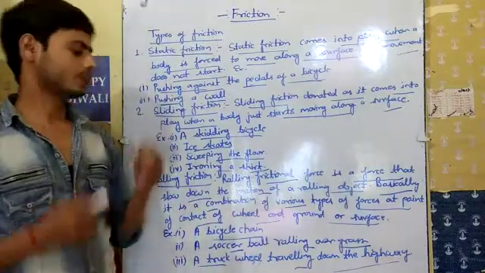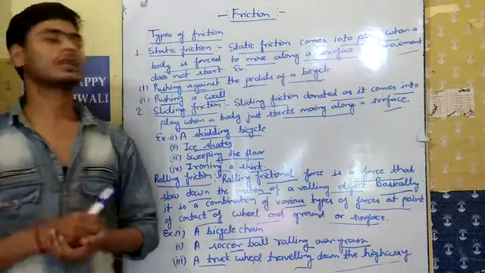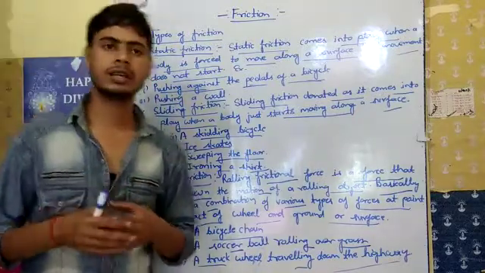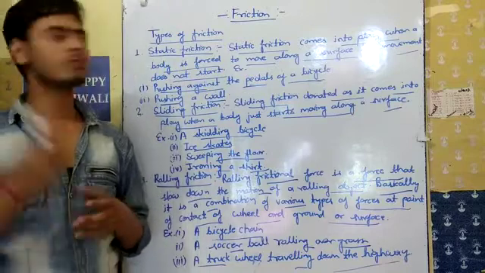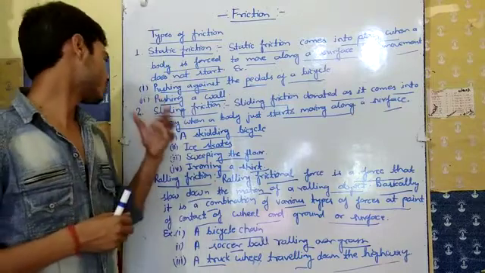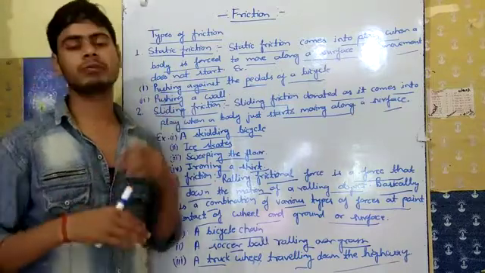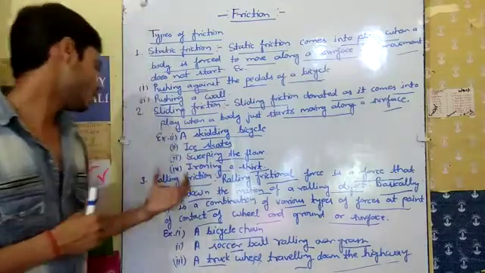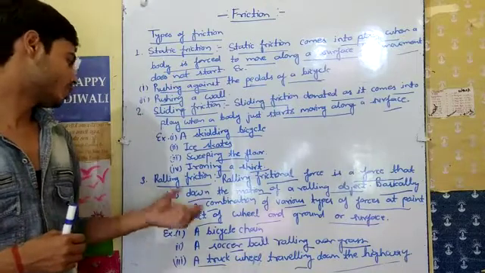So today we talked about the types of friction. The first one is static friction, which occurs when the body does not start to move when pushed. Sliding friction occurs when the body just starts moving, and rolling friction slows down the motion.